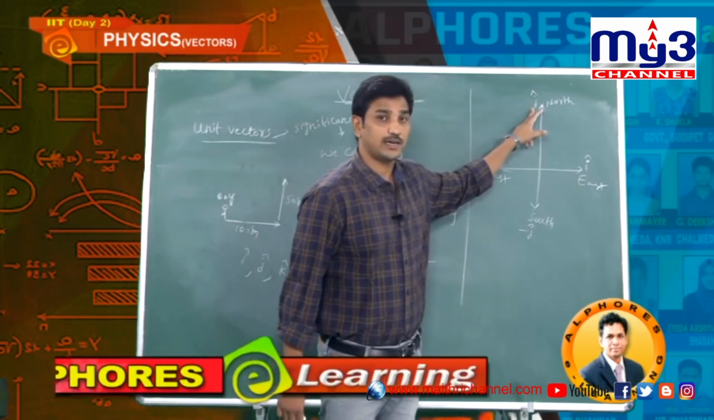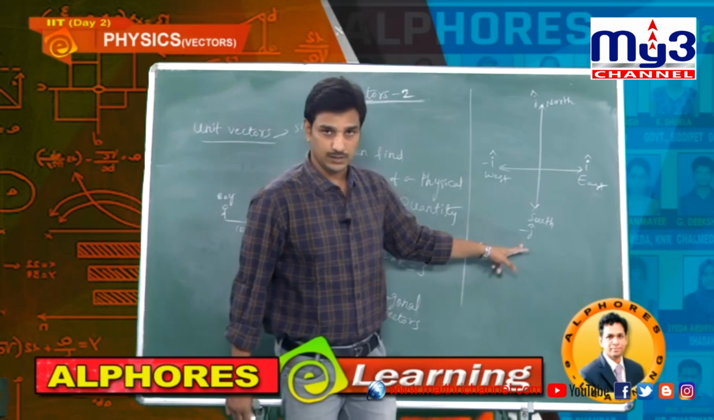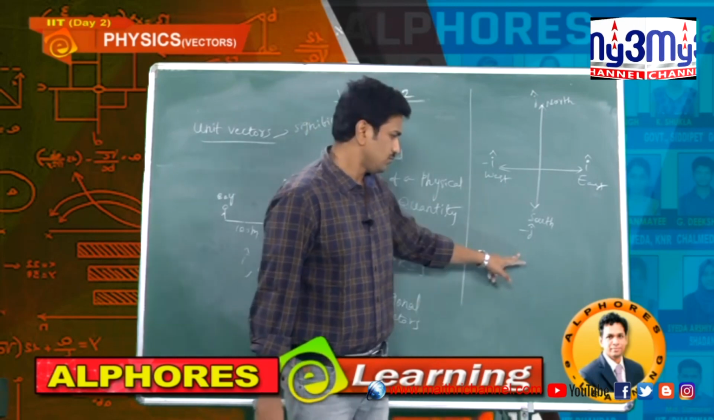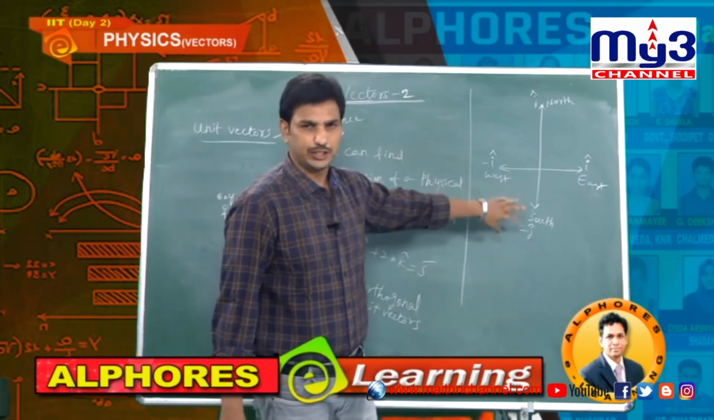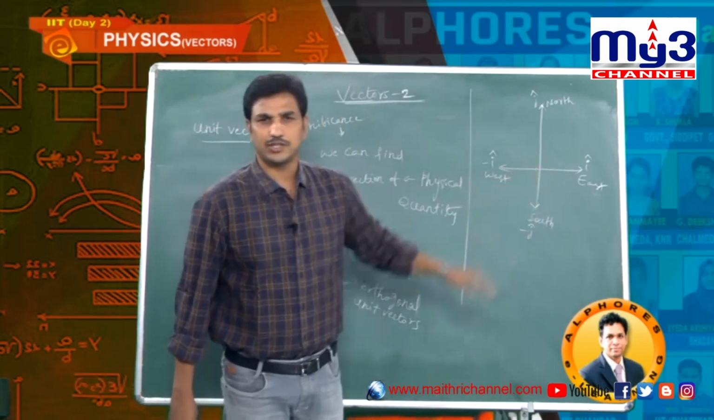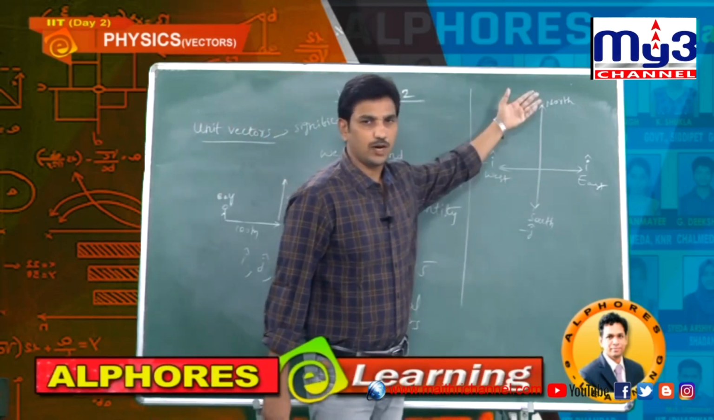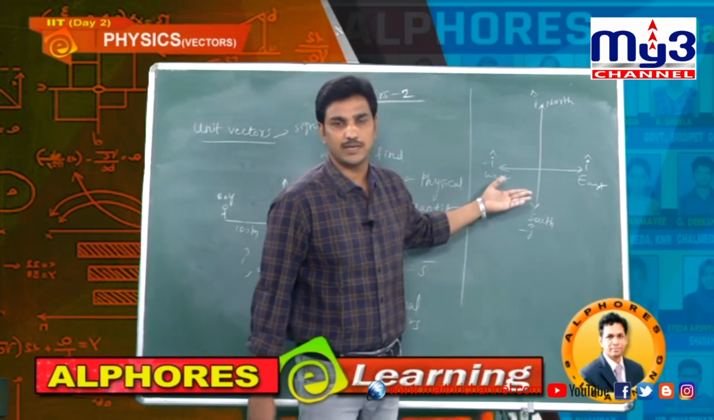North direction I can represent with j cap. South direction I can represent with minus j cap. This is just one of the notations we will follow. East, one of the directions, I have given i cap. West I have given minus i cap. North I have given plus j cap. South I have given minus j cap.